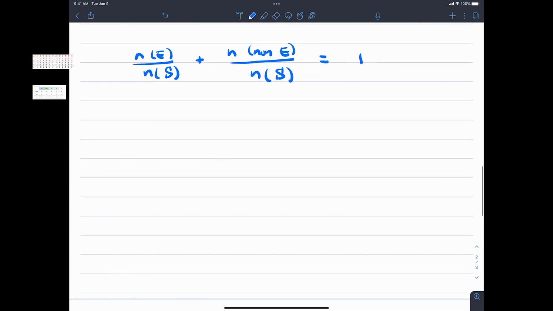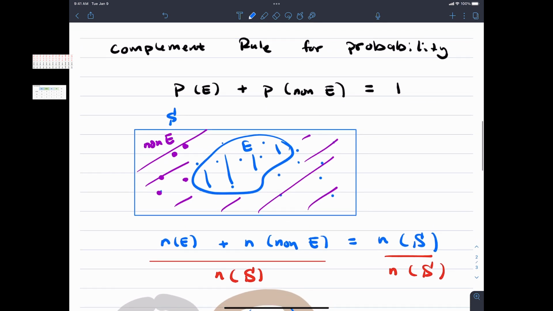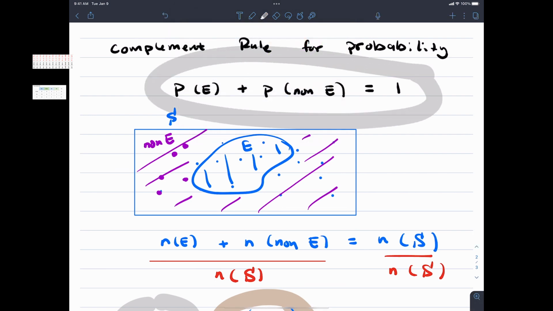Now you may notice, hey, isn't this right in here the definition of the probability of an event? It is. Isn't this over here the definition of the probability of the complement of the event? It is. And then that equals 1. So, ladies and gentlemen, you're looking at a proof of what I just gave you, the complement rule for probability. This here is the proof of what I just said.